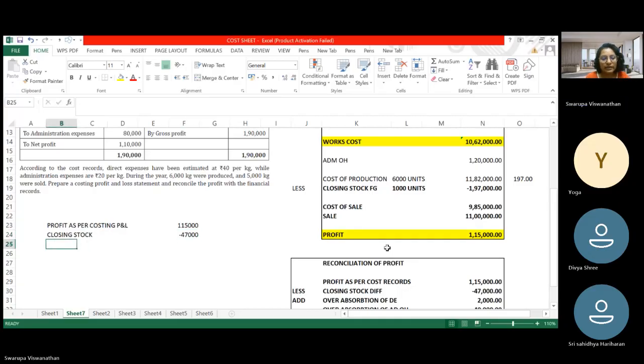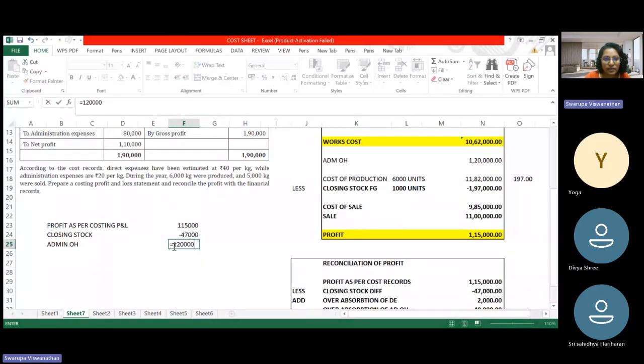Second one, with respect to admin overheads. We have reduced only 80,000 in the financials, but as per the cost records, it is 1,20,000. So what is the difference? 1,20,000 minus 80,000, 40,000.